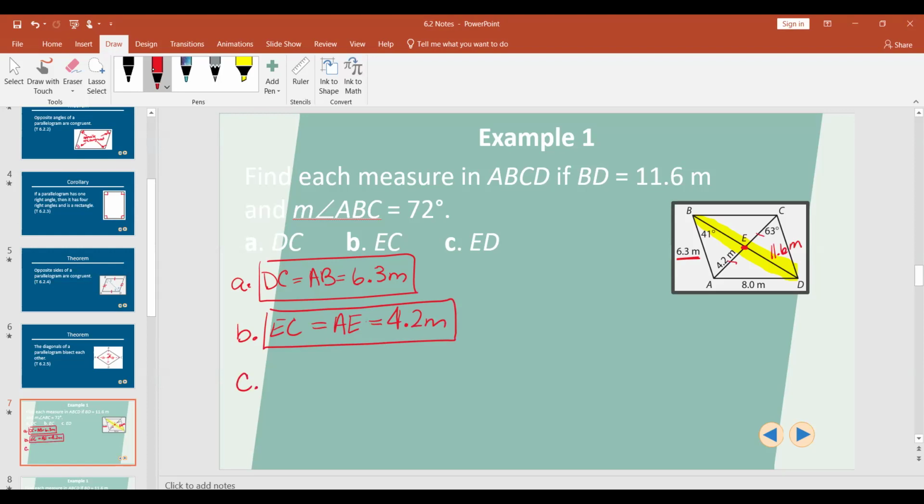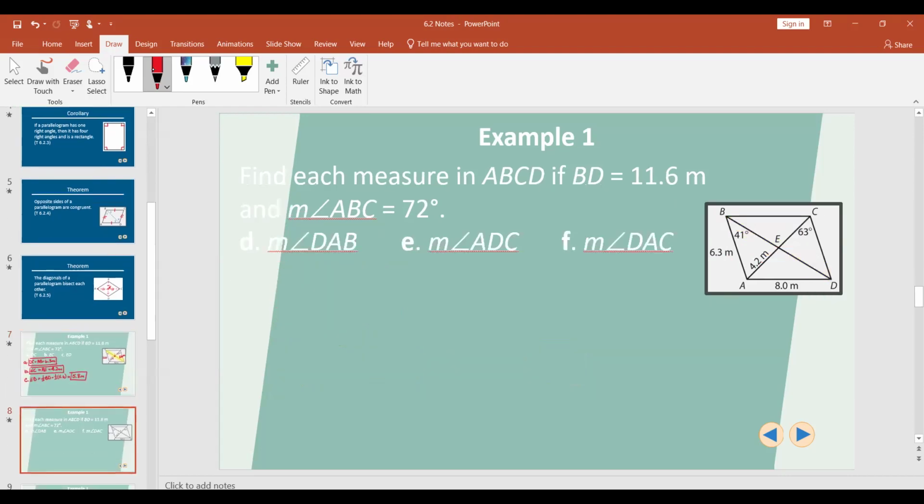All right, and our last one, C, is asking the length of ED. So that's this guy right here. ED is going to be half of that entire diagonal BD. So ED equals 1/2 of BD. So it's 1/2 of 11.6. And let's see, 2 goes into 11 5 times, carry my 1. 2 goes into 16 8 times, so 5.8 meters is the length of both ED and BE. So there's my length of ED.